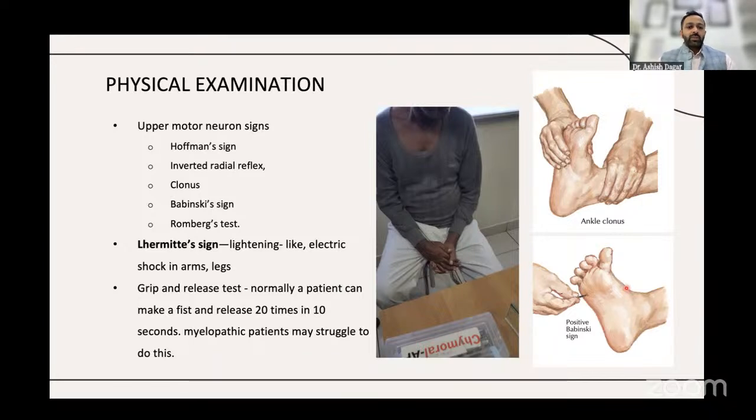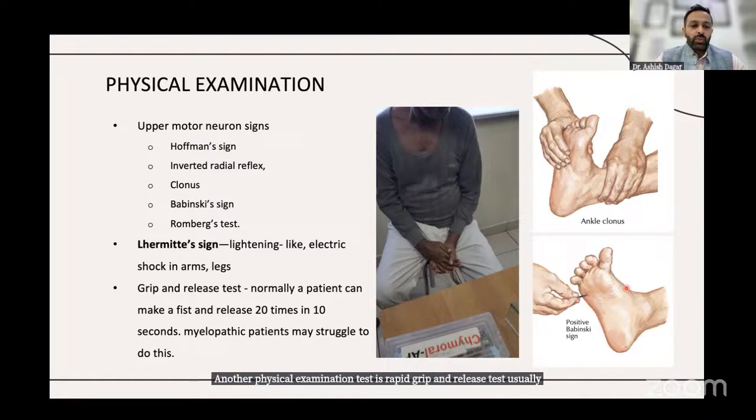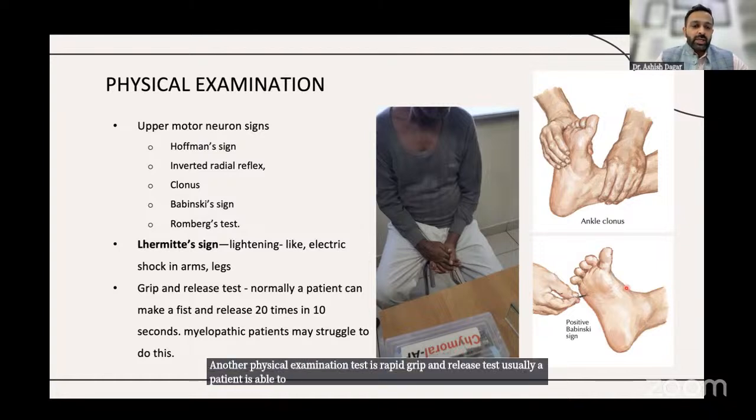Another physical examination test is the rapid grip and release test. Usually a patient is able to do this exercise around 20 times in 10 seconds. Because of slowdown of these movements, a myelopathic patient won't be able to do this.